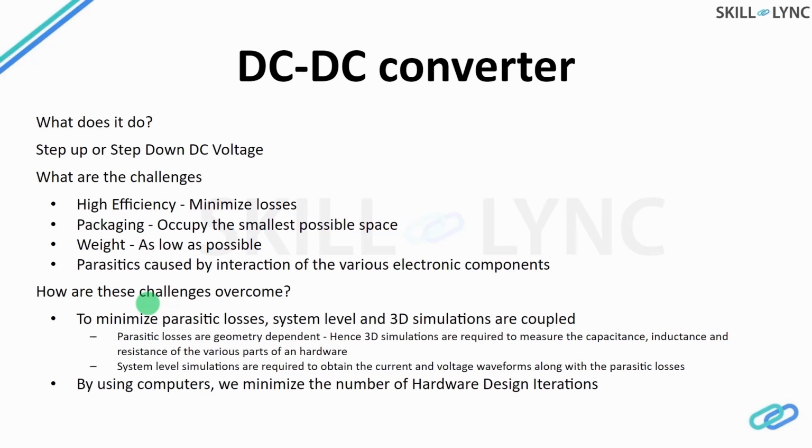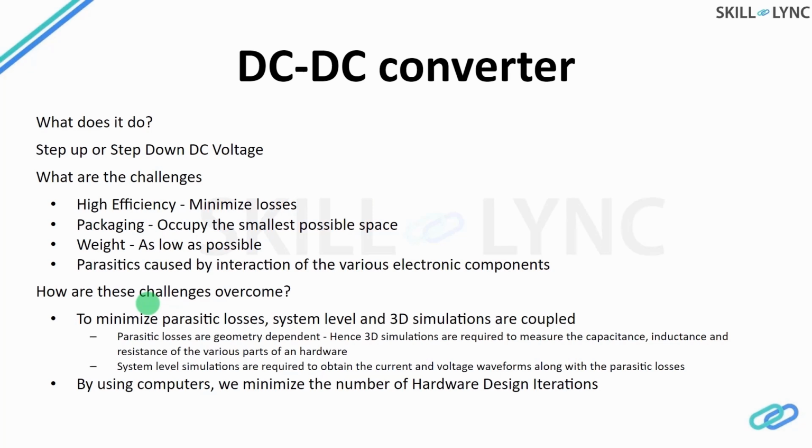And this is true with most subsystems that are generally available in a car. You also need to make sure that the weight of the DC-DC converter is fairly low, or at least as low as possible. And another unavoidable problem is parasitics. Parasitics is essentially loss that's caused in DC-DC converters because of its interaction with various electronic components.